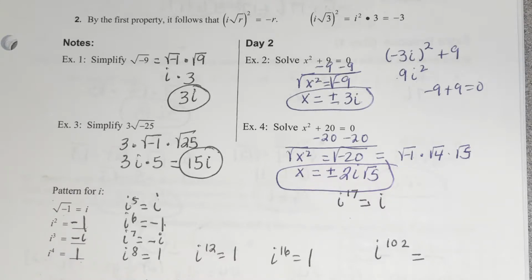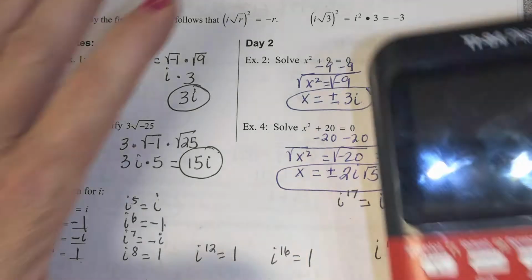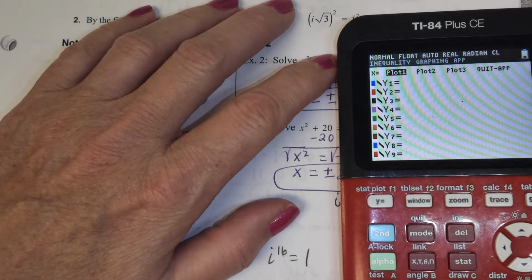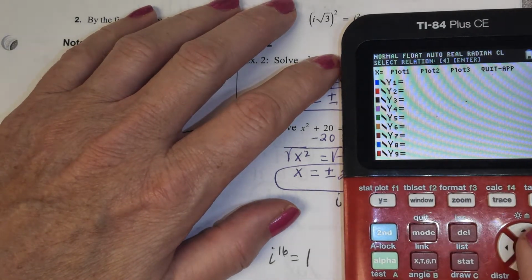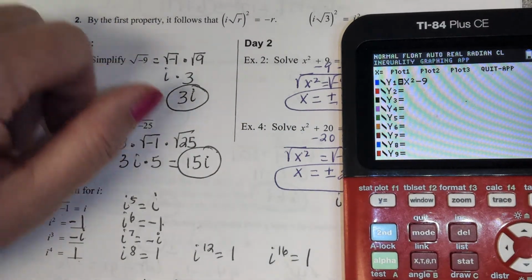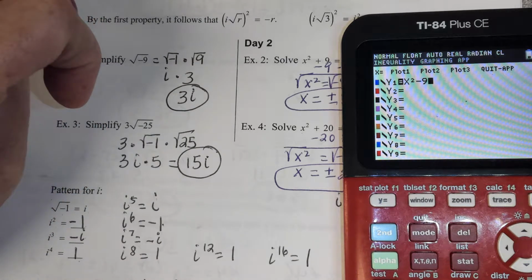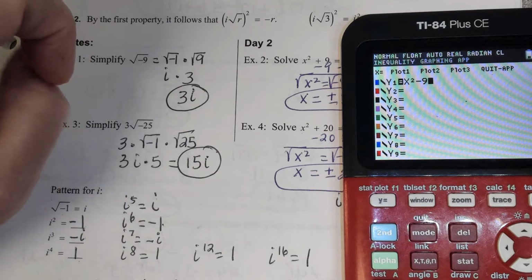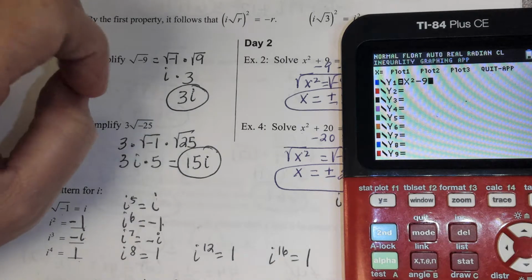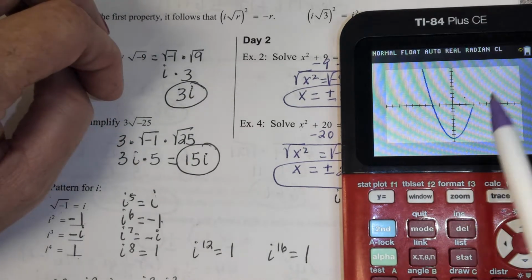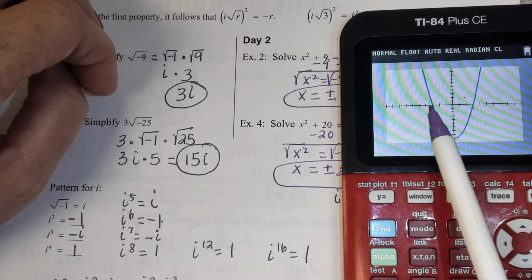Any questions so far on solving? I want to show you what this would look like. You don't need to follow along with this, just watch. If I have the equation y equals x squared minus 9, how does x squared minus 9 factor? X plus 3, x minus 3. So the x-intercepts would be at 3 and -3. So watch how this looks if I graph it. See how these are going to be my solutions at 3 and -3?